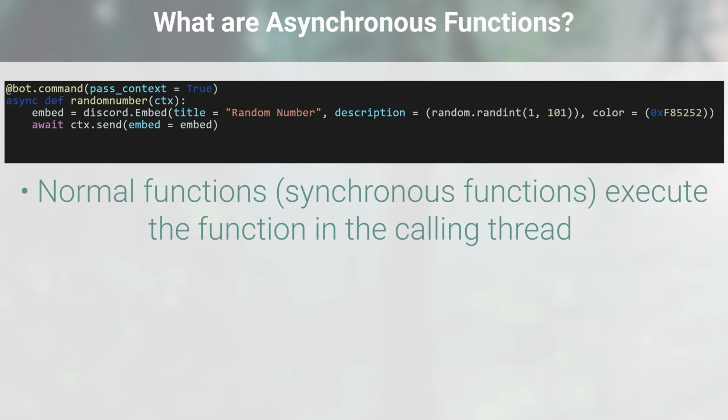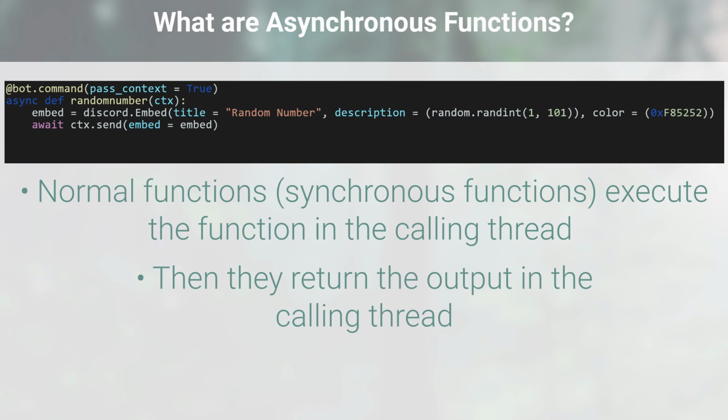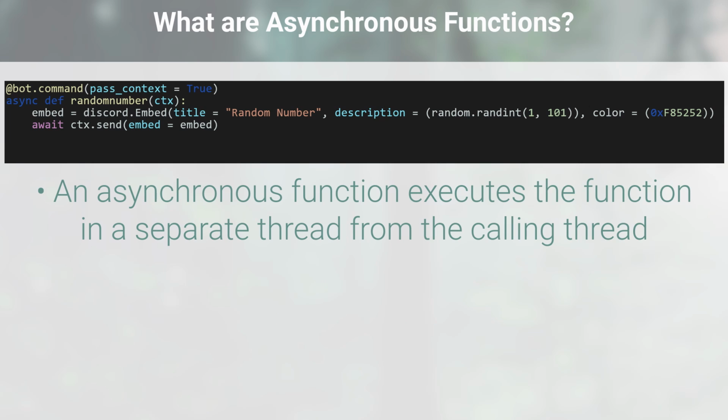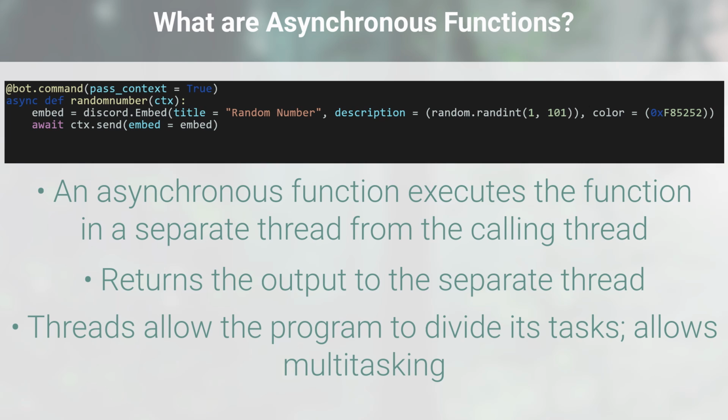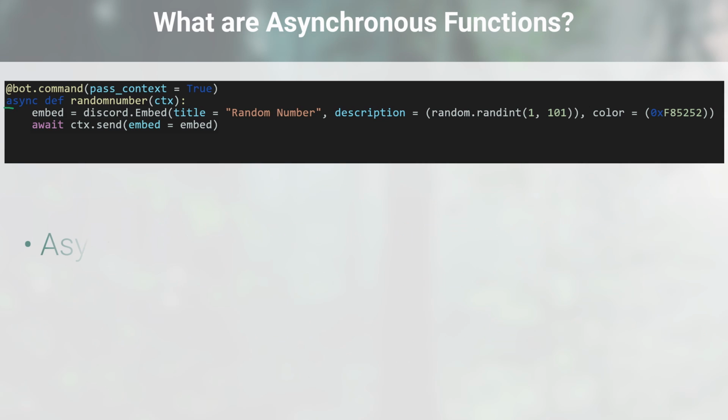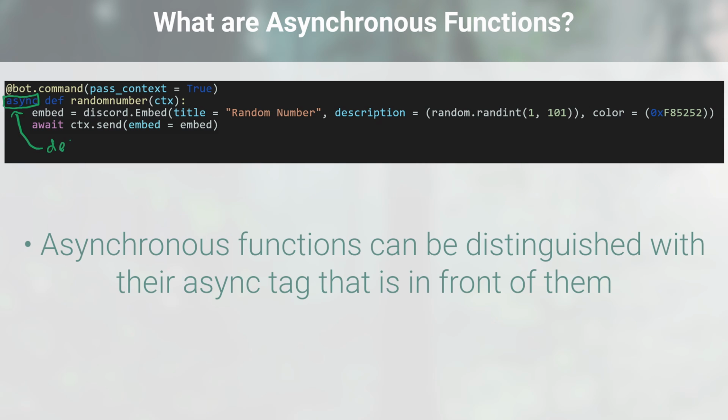Next, let's talk about the function random number. Normal functions or synchronous functions, when called, do the job in the calling thread, and return the output in the calling thread, while an asynchronous function does the job in a separate thread from the calling thread, and then returns the output to the separate thread. Threads allow the program to divide its tasks, allowing for multitasking. An asynchronous function in Python can be distinguished by the async tag in front of the function name, which makes random number an asynchronous function.